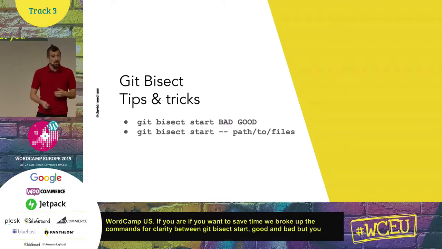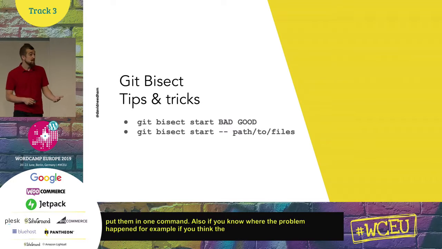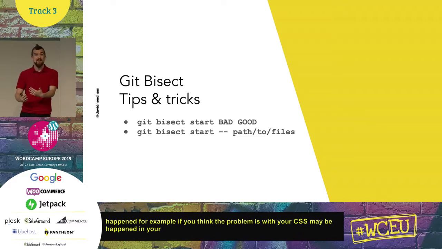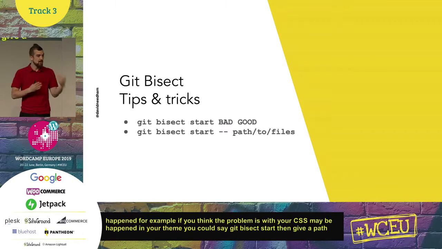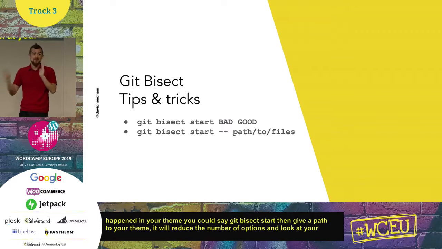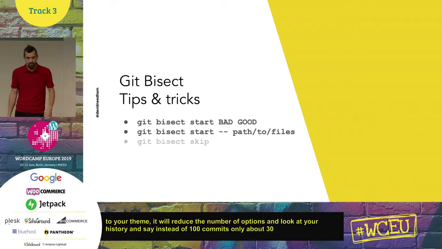Also, if you know where the problem happened, like for example, if you think the problem was with your CSS, maybe it happened in your theme, so you could say git bisect start and then give a path to your theme. It will actually reduce the number of options. It'll look at your history and tell you, instead of 100 commits, only about 30 of those are in the theme, so those are how many we're sorting through.